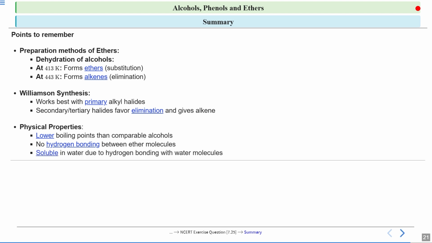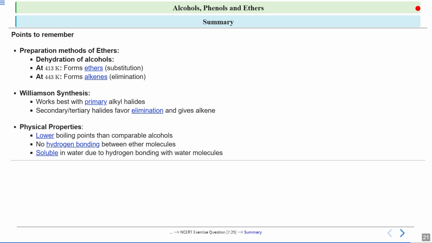But if I talk about water, then ether is soluble in water because it can form hydrogen bonding with water molecules. Your ether has the oxygen group and that oxygen group can interact with the hydrogen of a water molecule. Okay, so it will attract the electron density from that hydrogen. So oxygen will have a slight negative charge and hydrogen will have a slight positive charge. So there will be attraction between the oxygen of your ether and the hydrogen of a water molecule. So that is why it is soluble.